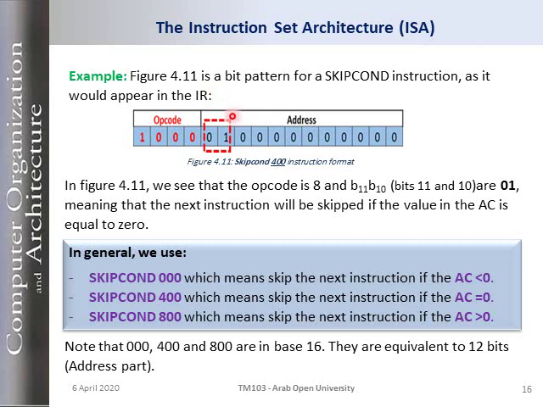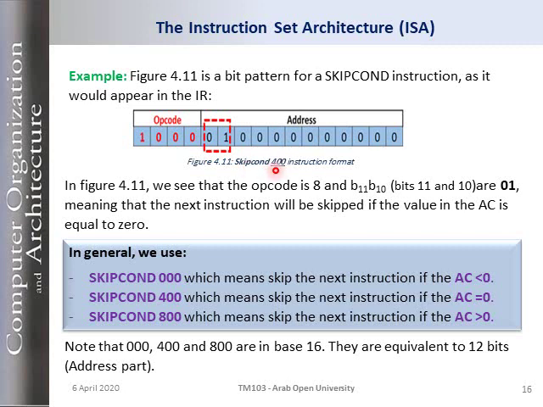To make it clearer, this is an example. We have a skip condition instruction. Skip condition is number 8, so the opcode for it is 8, which means skip condition. From the 12 bits of the address part, we need to focus on bit number 10 and bit number 11. If bit number 10 is 1 and the other is 0, we are checking whether the AC, or the accumulator value, is equal to 0. We call this skip condition 400.